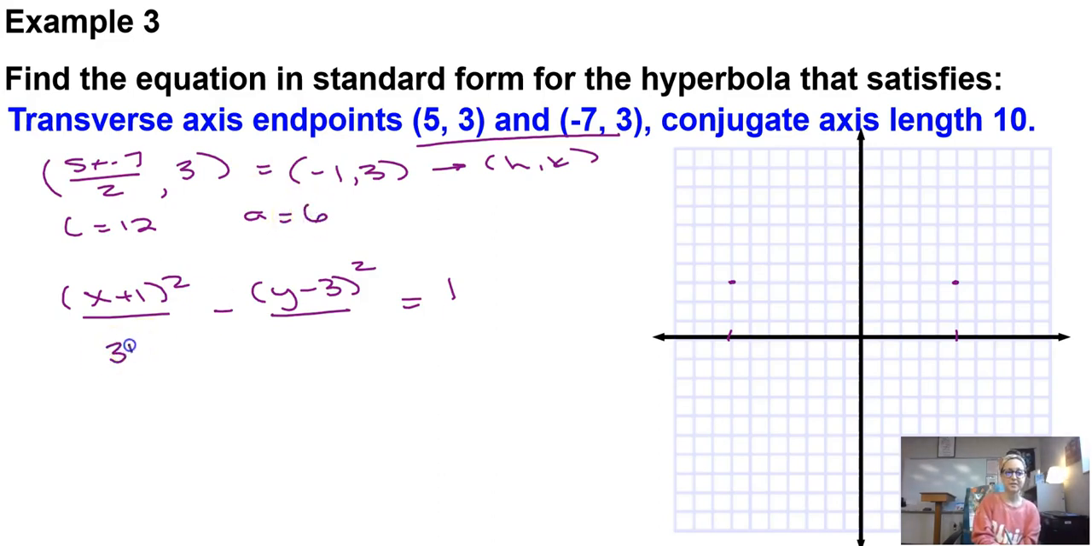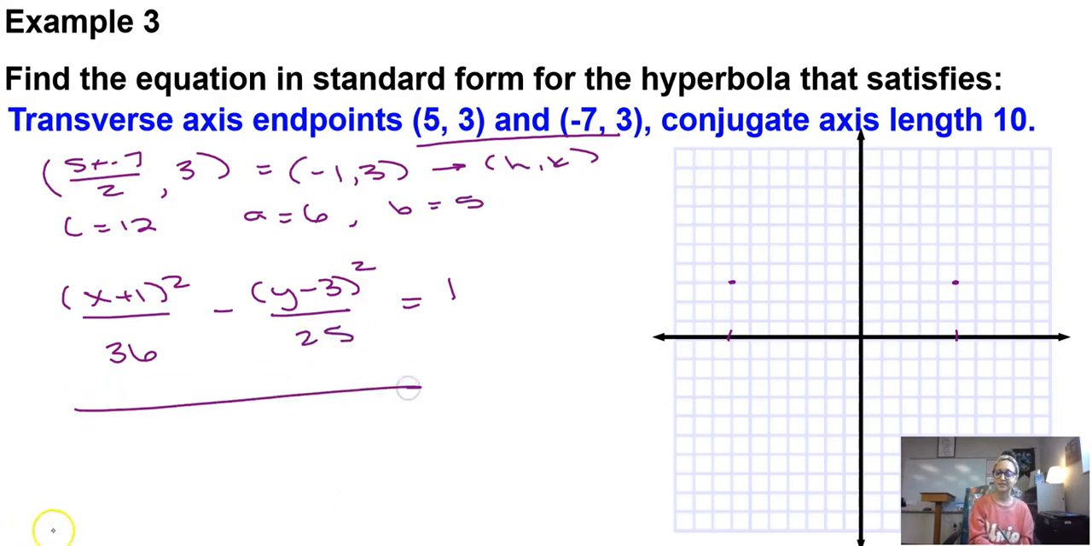So that must mean I have 36 here, right? Now my conjugate axis has a length of 10, so what would you say b is? b is 5, right? So I would need to go 5 and 5 to get a length of 10. So b is 5, making this a 25 here, okay? And that's our equation. All right, I'm going to go ahead and force a pause on your screen.